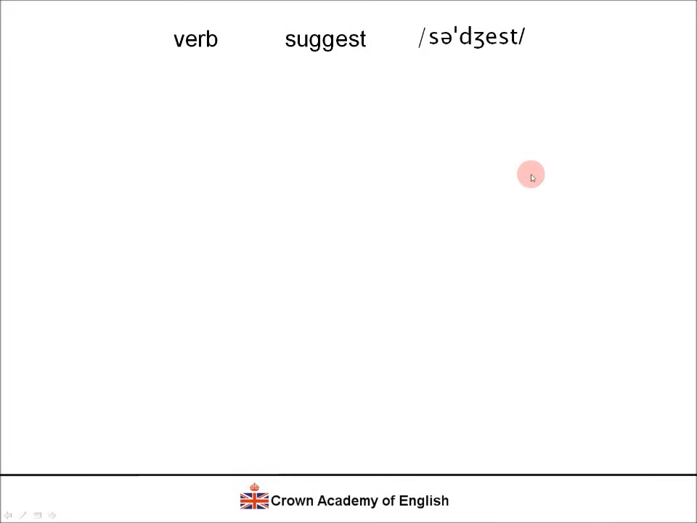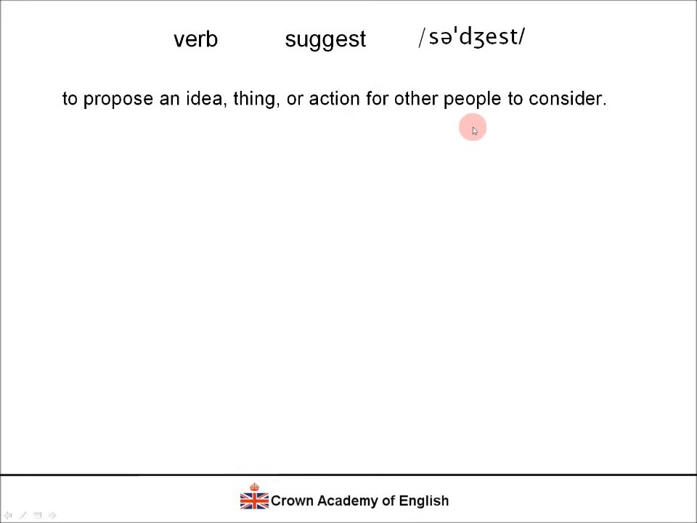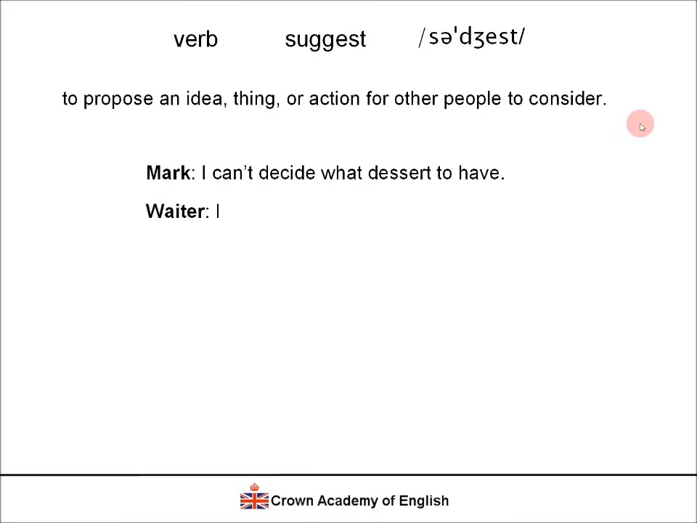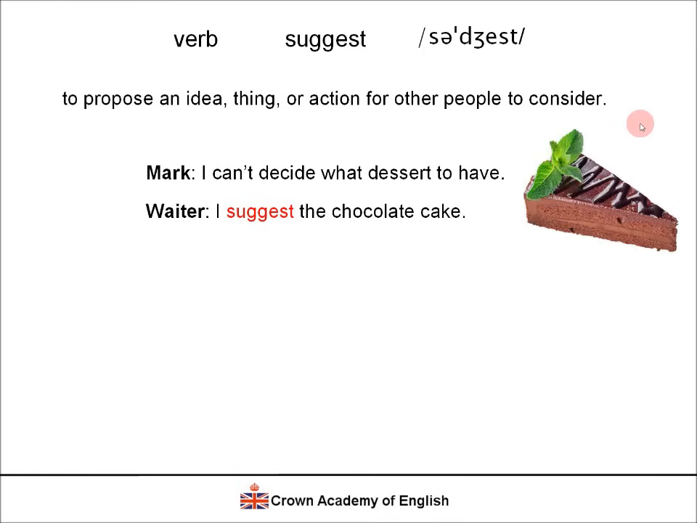It is a verb and the meaning is to propose an idea, thing or action for other people to consider. So we're proposing something to other people. Example. Mark says, I can't decide what dessert to have. And the waiter replies, I suggest the chocolate cake. So the waiter is proposing a thing. He's proposing a type of dessert. Okay?